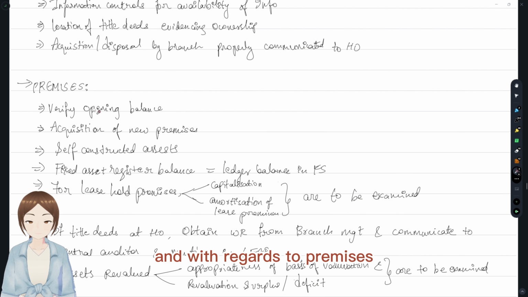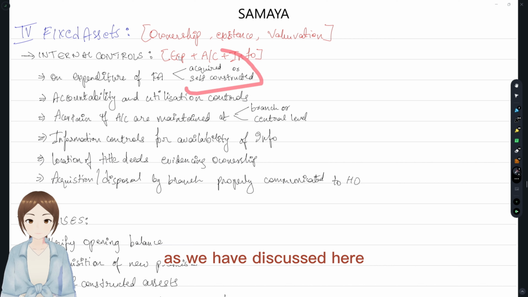And with regards to premises, verify the opening balances and acquisition of new premises. That's mostly something you remember as a tabular format: opening balances, any kind of additions, any kind of self-constructed assets, new premises. Additions were categorized into two: acquisition and self-constructed assets, as we have discussed here.